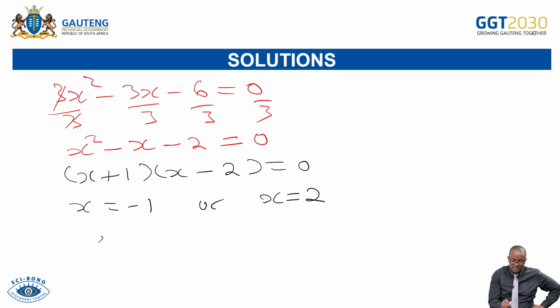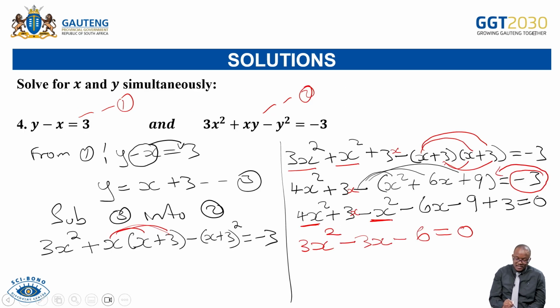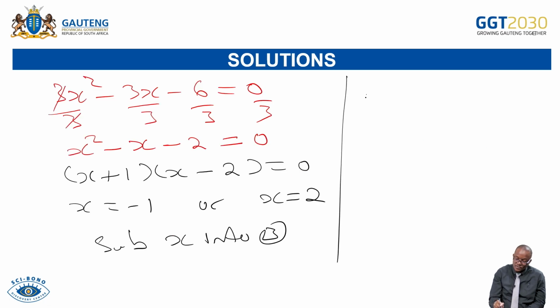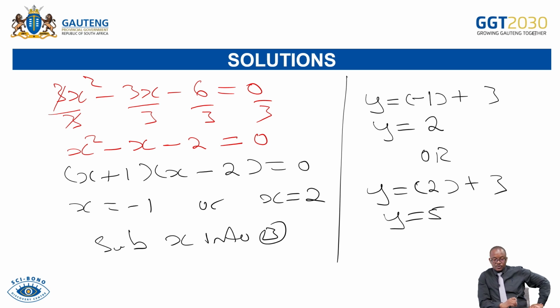Then from there we substitute x into equation 3, because in this case we had equation number 3. So equation number 3 is y is equal to x plus 3. So we have negative 1 and 2. So y is going to be 2 in this case, and y is going to be 5 in that case. So those are the values of x and y that we were supposed to solve.